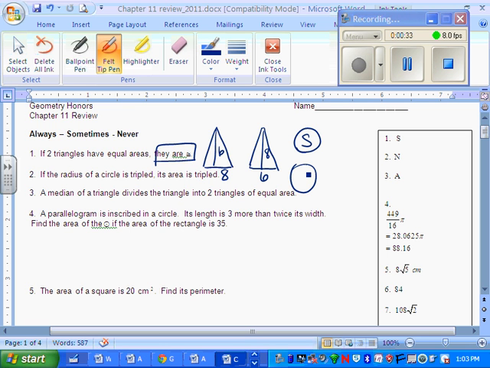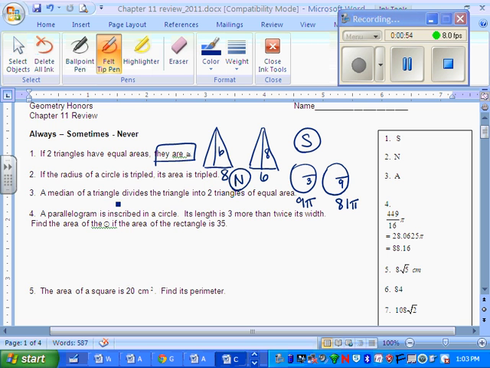So let's see, if we have two circles, this one's 3 and this one is 9. 3 squared is 9 pi, 9 squared is 81 pi, okay? And 9 tripled would be 27, it's not 81. This is actually a never.